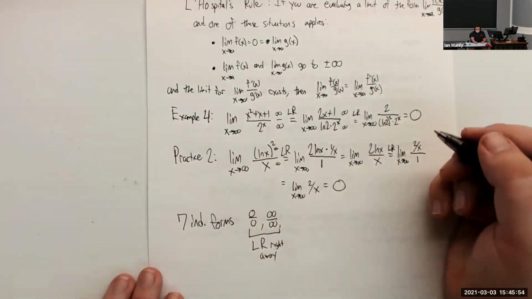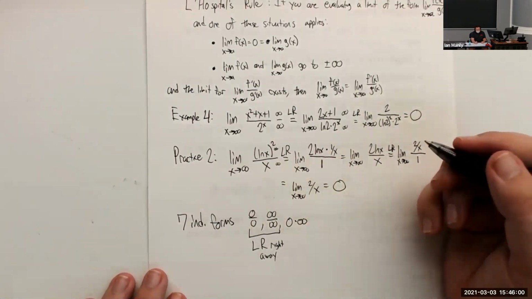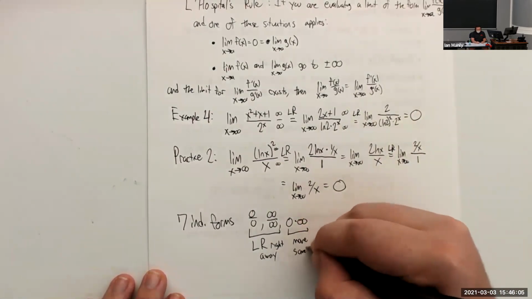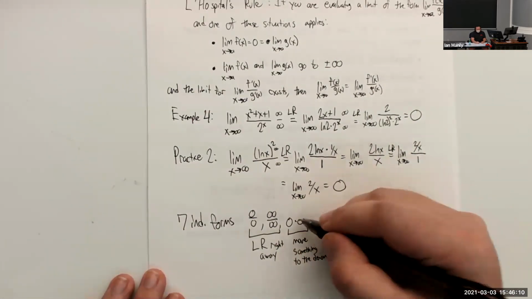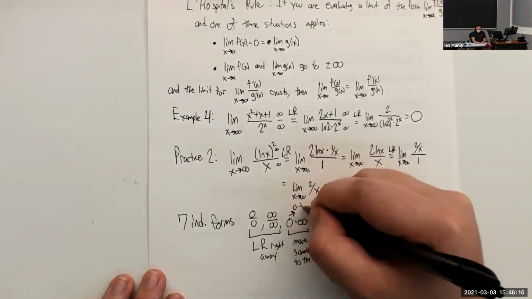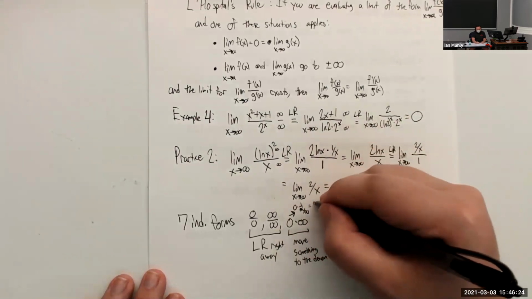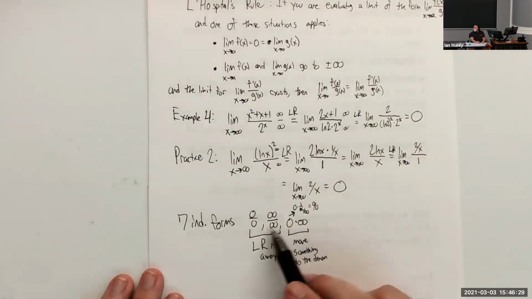So what are the other ones that we can have here? Well, we can have 0 times infinity. If we have this scenario, we move something to the denominator. Because, for example, let's say I move the infinity to the denominator. Then I have 0 times 1 over infinity. But then that's going to be 0 over 0. So moving something to the denominator here, whether it be 0 or infinity, will turn it into one of these two. That's how we deal with that.